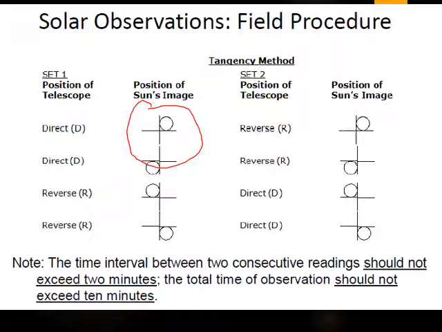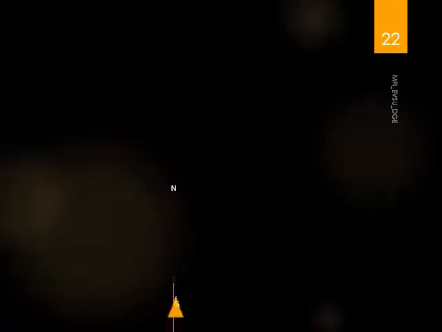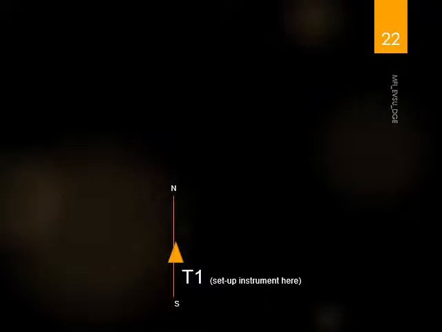Set 1 and set 2 are 10 minutes and 10 minutes. So, all in all, that is 20 minutes. So, dapat every observation may interval na 20 minutes na 2 minutes per observation. So, here we have a sample. So, meron tayong T1 kung saan natin we set up the instrument. So, we have T2 kung saan yung ating control.